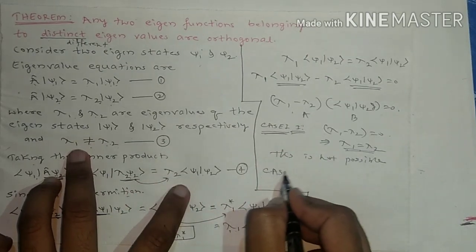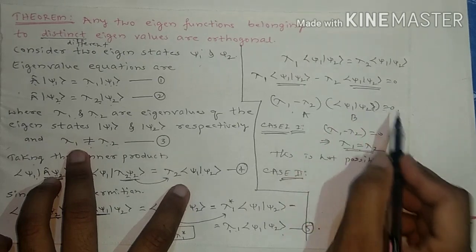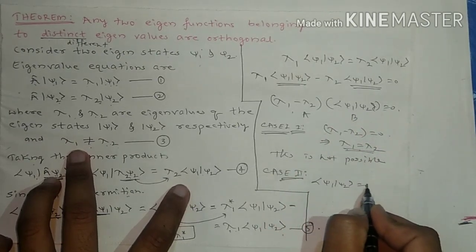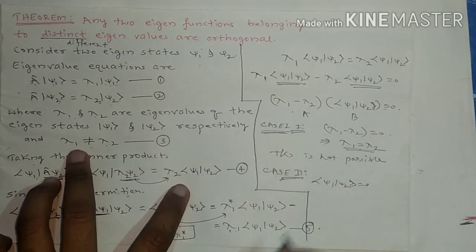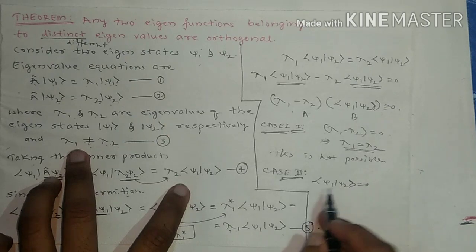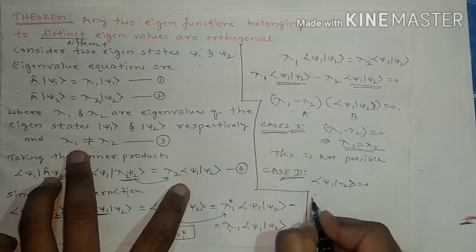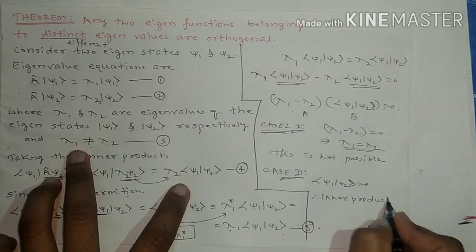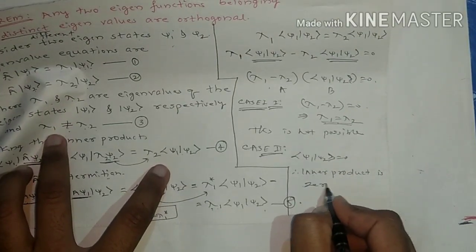The second case is that this inner product is equal to 0. When the first case is not possible, then this has to be true. This is possible. If the inner product of these two is 0, what does it mean? It means the inner product is 0.